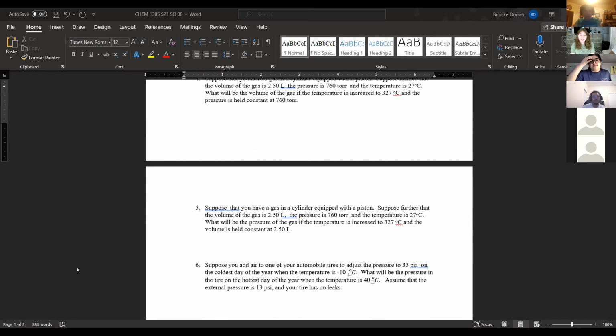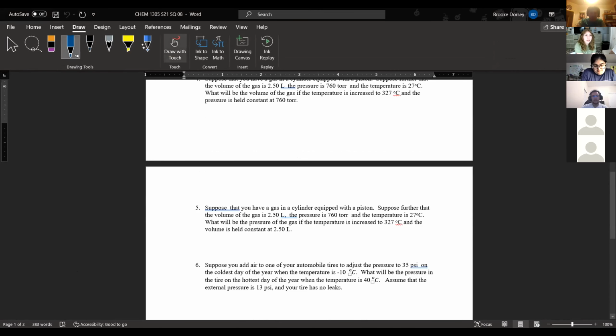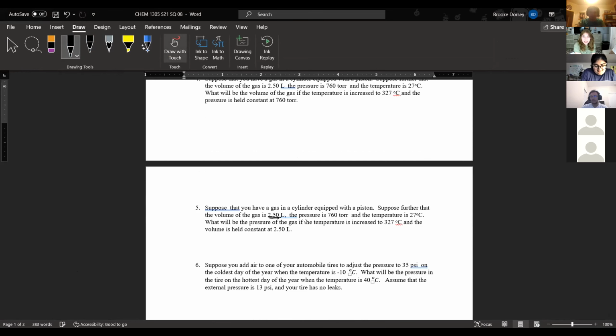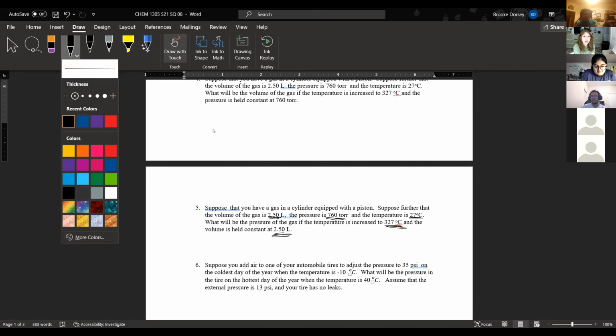It says, suppose you have a gas in a cylinder equipped with a piston. Suppose further that the volume of the gas is, let me grab a pen, 2.5 liters. The pressure is 760 torr. The temperature is 27 degrees Celsius. What will the pressure of the gas be if the temperature is increased to 327 degrees Celsius and the volume is held constant? So we're working with gas laws.